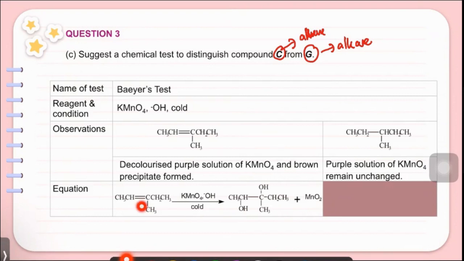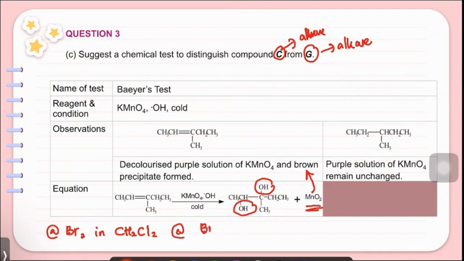Okay, so alkene, compound C, reacts with reagent KMnO4, OH- under cool. So, dia akan produce diol, pluskan dengan MnO2. So MnO2 ni adalah brown precipitate. Okay, ataupun you all boleh suggestkan another test iaitu Br2 in CH2Cl2 atau Br2 in aqueous.